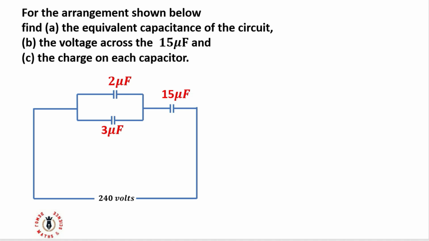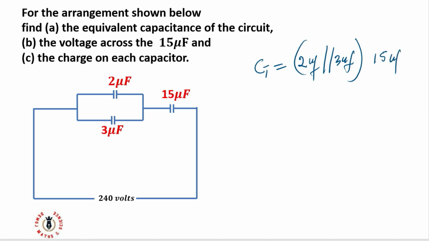If you look at the circuit, you see that we have two capacitors in parallel, and the whole parallel combination is in series with the 15 microfarad. So the effective capacitance will come from 2 microfarad in parallel with 3 microfarad, and this combination is in series with the 15 microfarad. For the parallel combination, let me refer to it as my C1. That will be equal to 2 plus 3, which is equal to 5 microfarads.